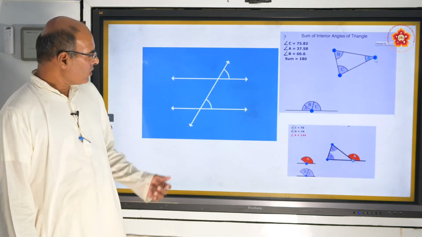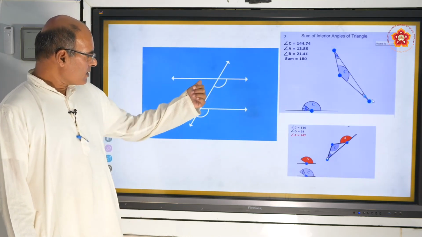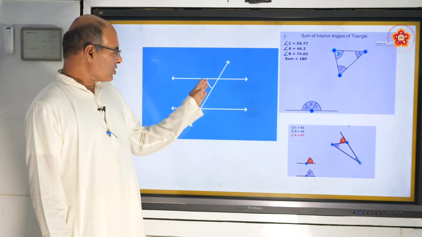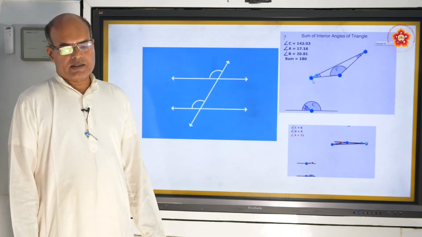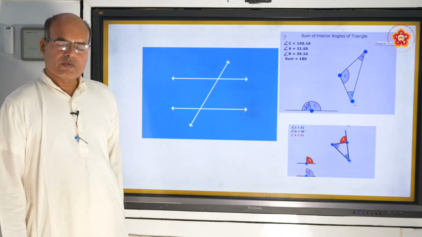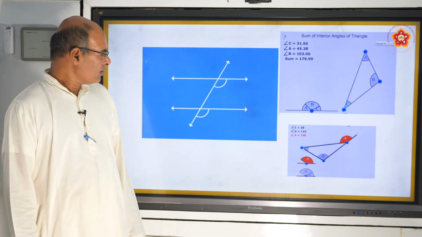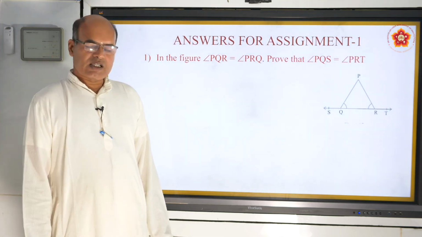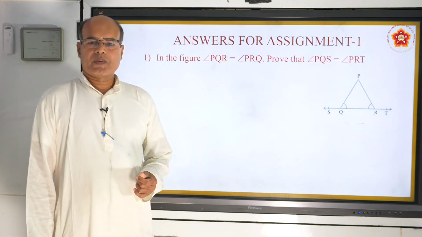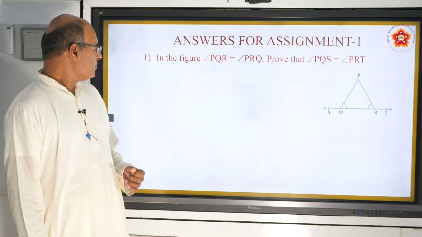Today we are going to learn the angles formed by a transversal when it cuts two different lines and the angles of triangles. So before that, let us look at the answers for the questions given in the last video.